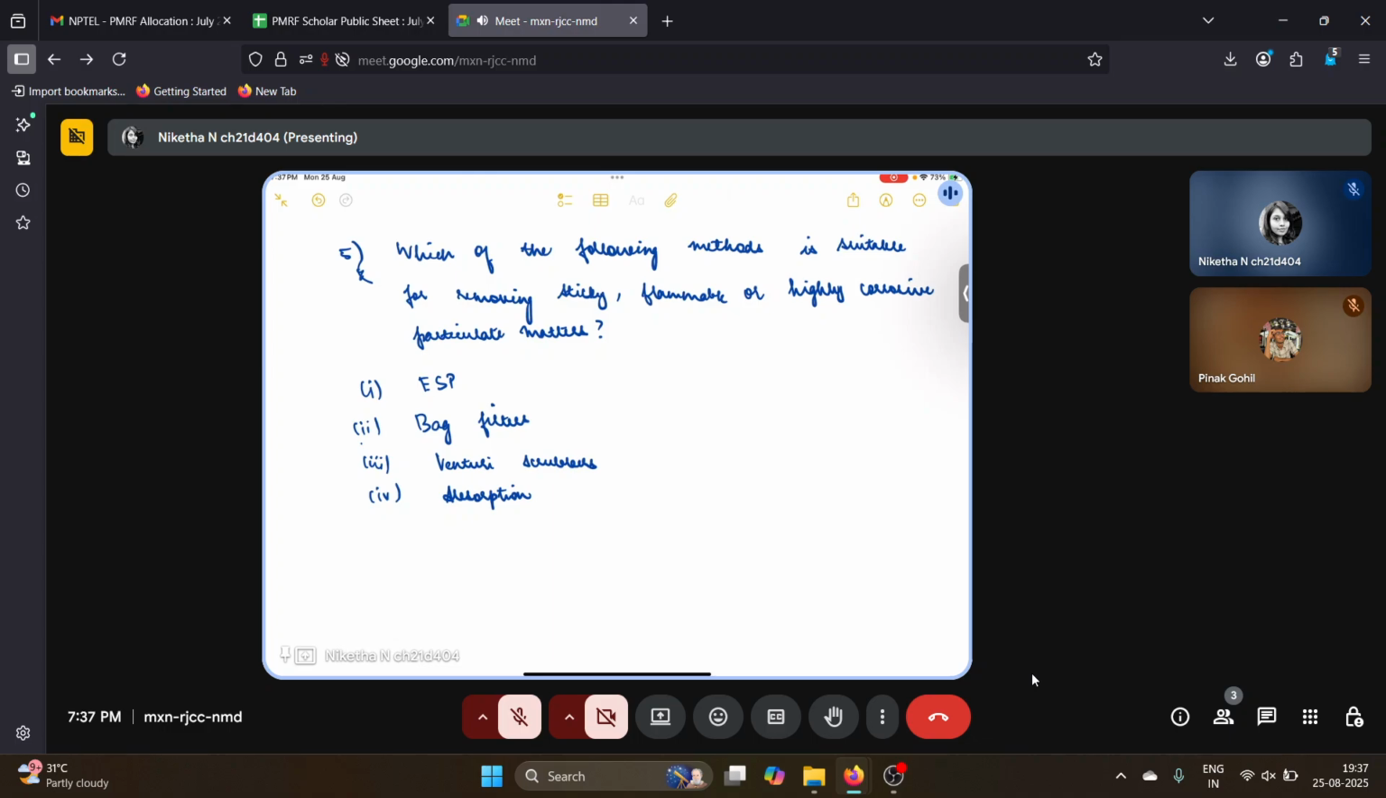The third one is Venturi scrubber, and the fourth one is absorption. So absorption, I don't think it is a good method for removing sticky or flammable or corrosive particulate matter. I think the fourth option is wrong, ma'am. Sorry. The fourth option is wrong. That's what I'm saying. Why? So it is because absorption is mostly used for gases and not particulates.